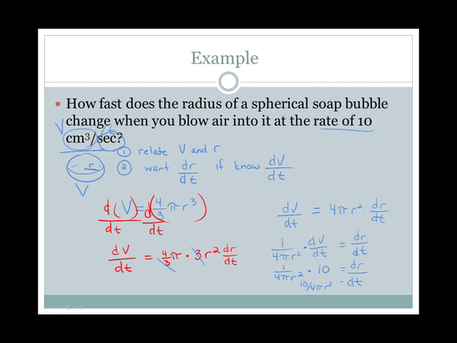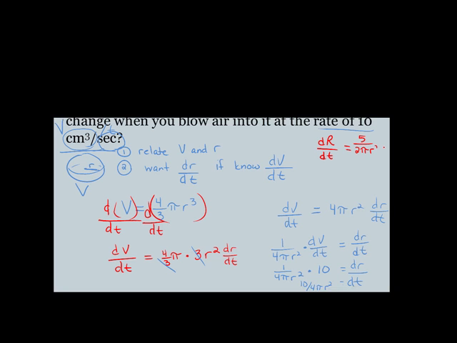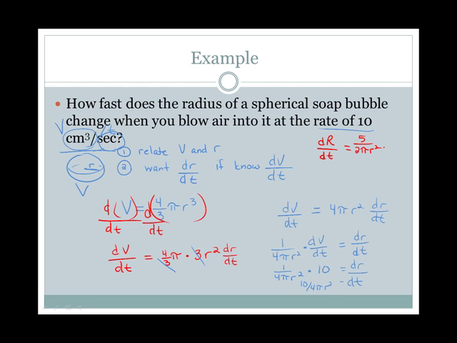So there's still an r in here though, and so then the question is, so what is our change in radius? Well, the 10 over 4 pi r squared, we could make that 5 over 2 pi r squared. That's going to give us the rate of change of our radius over time. But with a bubble or a balloon, when you first start blowing it up, the radius grows pretty quickly. But as the balloon gets bigger and bigger, and you put more air in it, you see the balloon grow less and less.